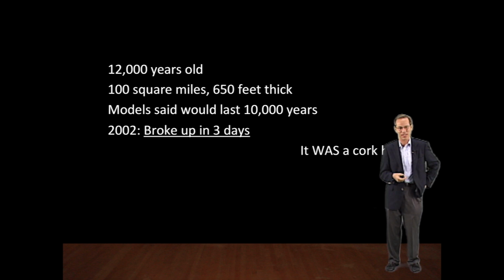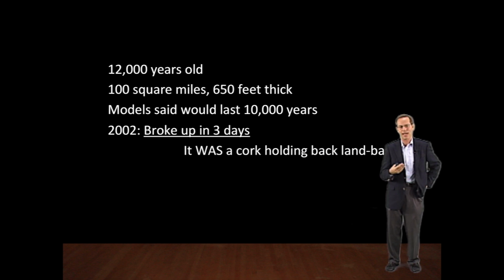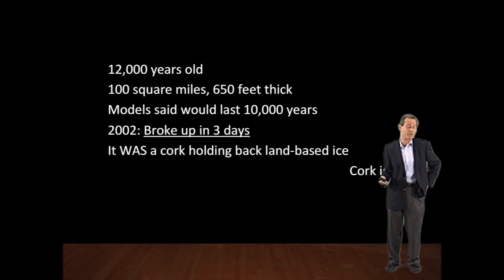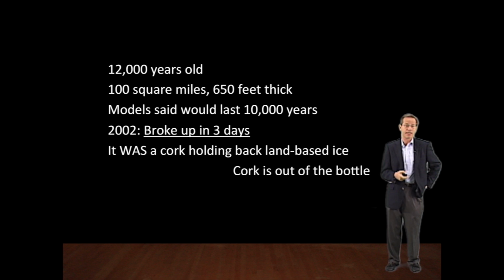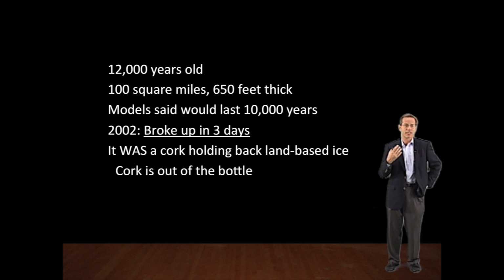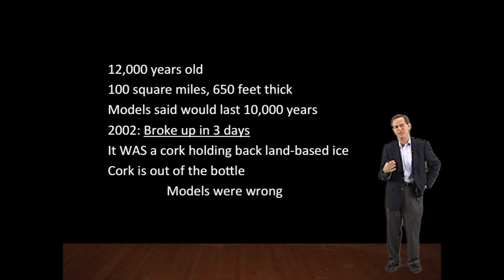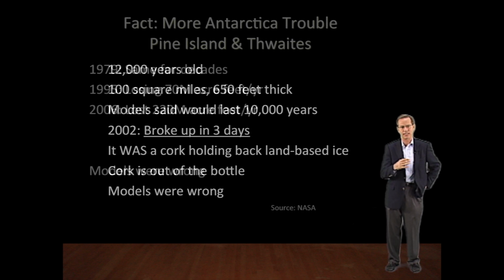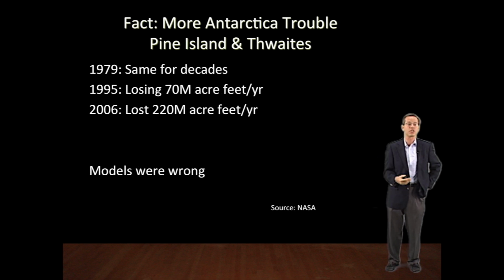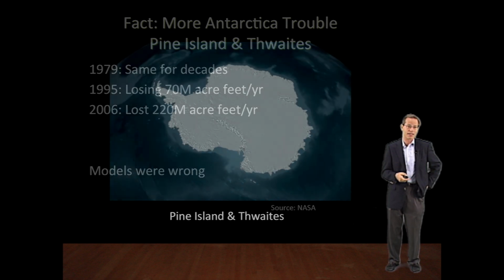So we're going to have to consider that and what that does to every model that we had for the Antarctic. Behind that is really Pine Island and Thwaites, and it's been the same for decades. It's now losing 70 million acre-feet a year starting in 1995, and by 2006 losing 220 million acre-feet per year. The models really haven't considered that at this depth, and that's right from NASA.